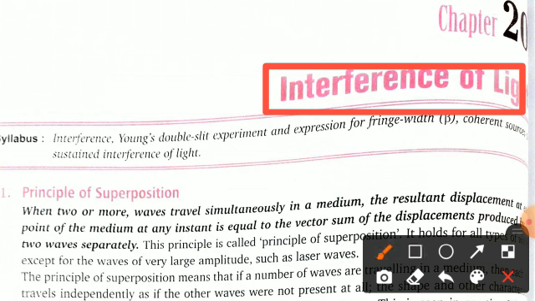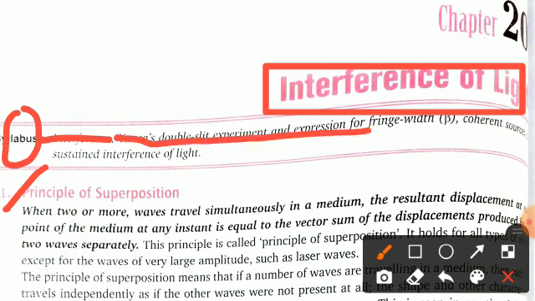So first you can see here, the first topic is the principle of superposition. In your syllabus, you have to study interference, Young's double slit experiment and the expression for the fringe width, which is beta, and coherent sources and sustained interference of light. Fine. So we will start from the principle of superposition.